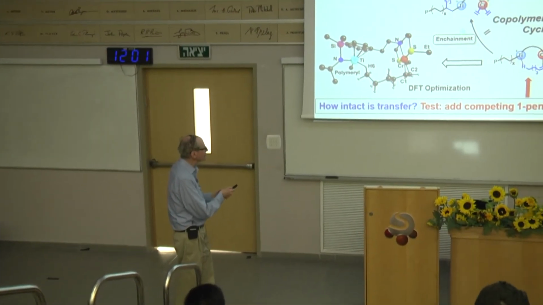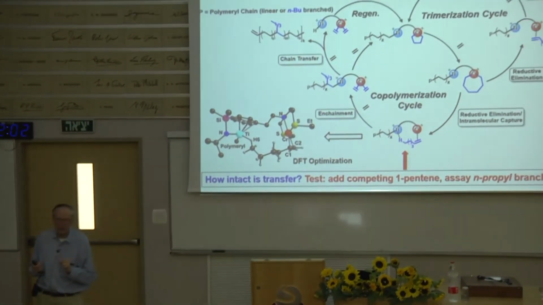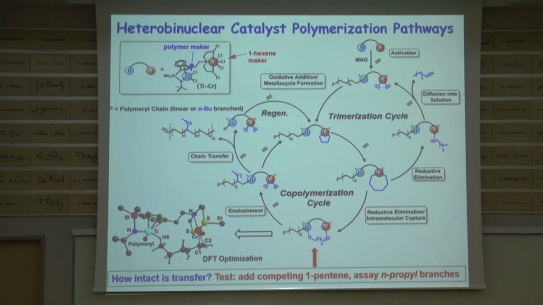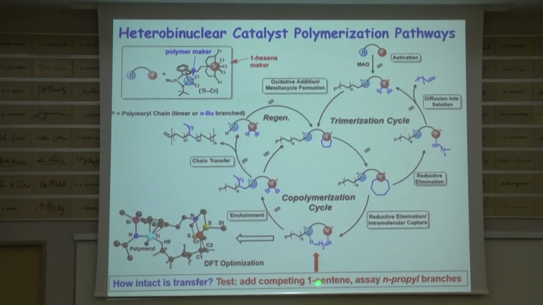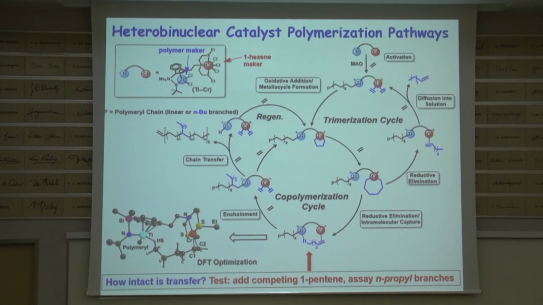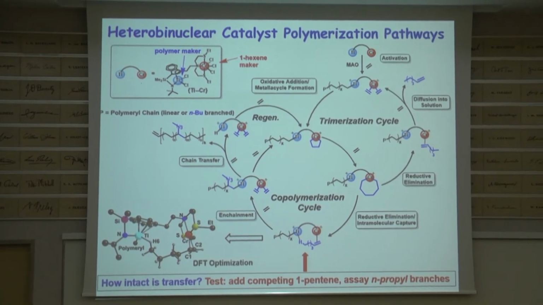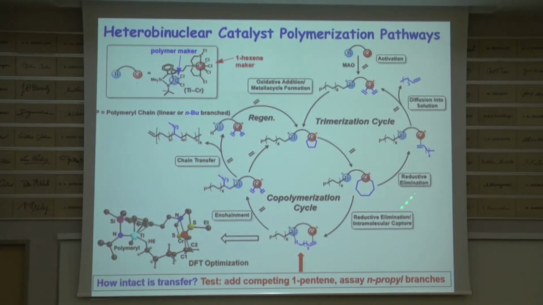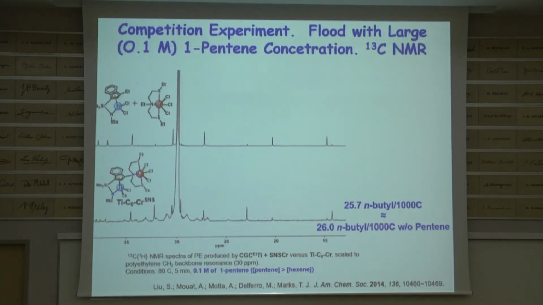They say, oh, now I understand what you're talking about, Professor Marks. So how tight is this control? How could we test that? So the way to test it is we're going to add one pentene externally. And the question is whether an external olefin can compete with this olefin that we've made intramolecularly and under this very tight chemoselective control here. And the one pentene, so if one hexene gave us butyl branches, if the one pentene is enchaining, we'll get propyl branches. And so let's do the NMR experiment.